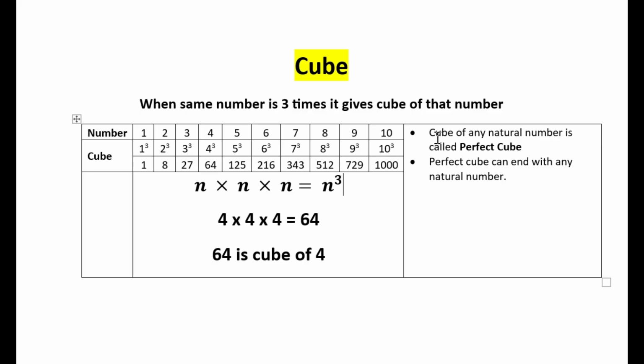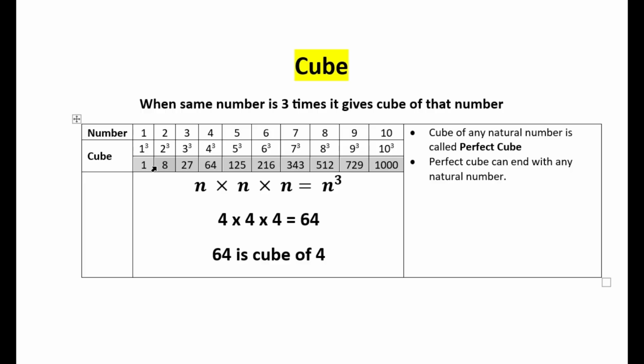Now let's take a look at what is perfect cube. If we take any natural number like 1, 2, 3, 4 all the way to infinity, and find the cube of that natural number, whatever answer we get, that answer is a perfect cube. So in this case, 1, 8, 27, 64, 125, all these numbers are perfect cubes.